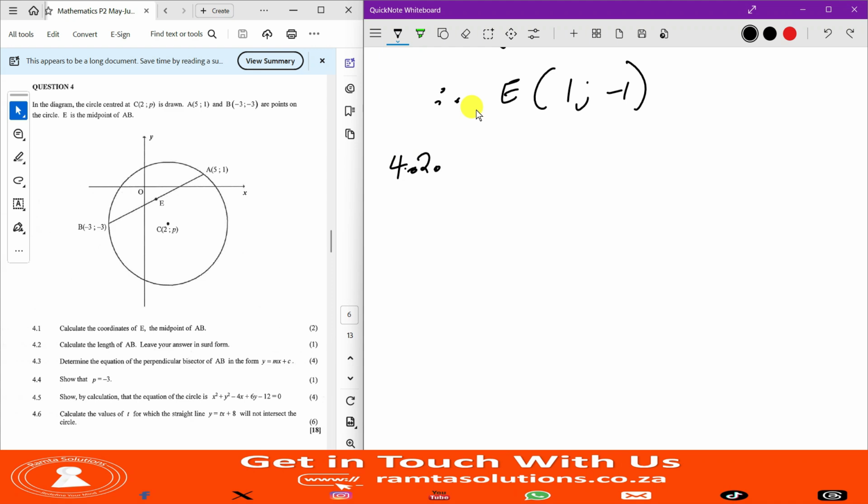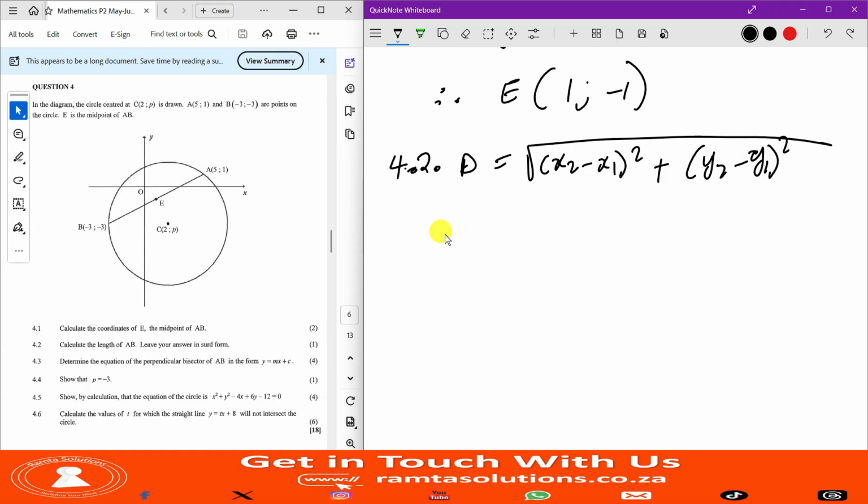4.2, calculate the length of AB. Do you guys hear that? Calculate the length of AB. So we are using the distance formula. This is 1 mark. Remember, the distance formula says square root of (x2 minus x1) squared plus (y2 minus y1) squared. Therefore, AB, beginning with B, is the square root of (-3 minus 5) squared plus (-3 minus 1) squared.